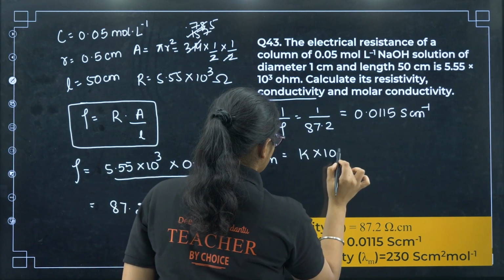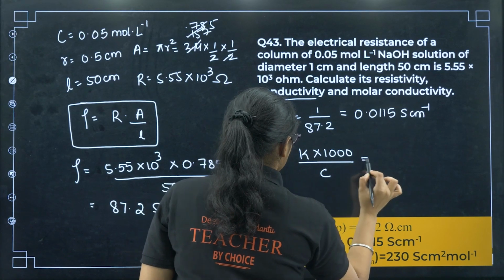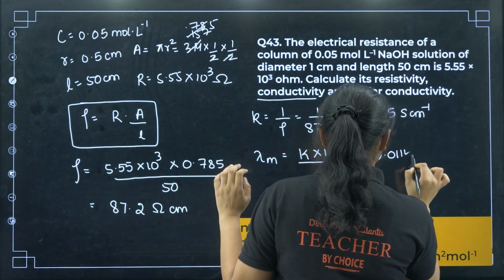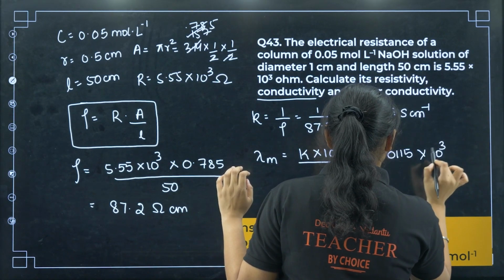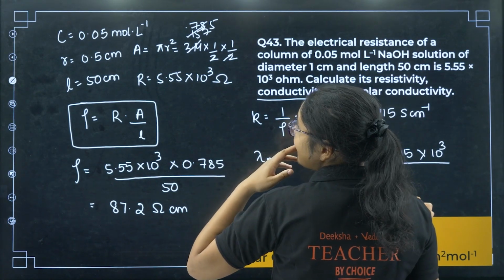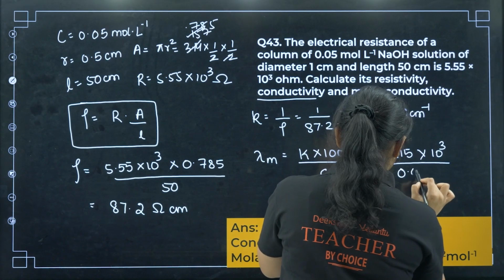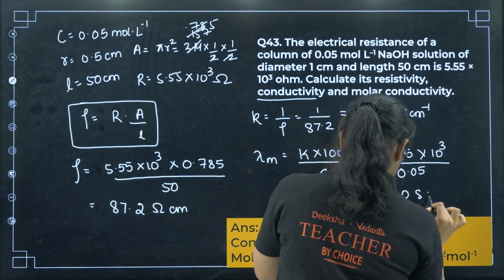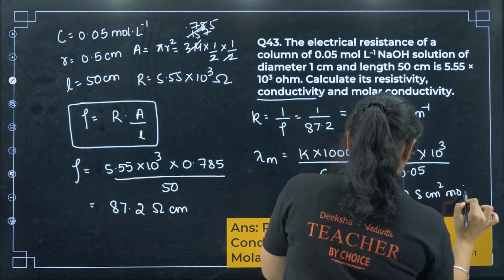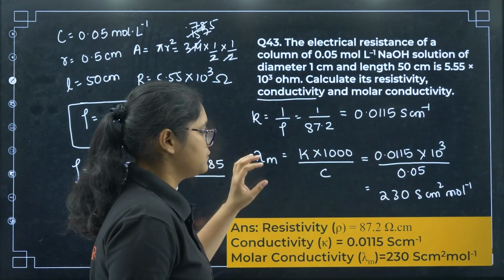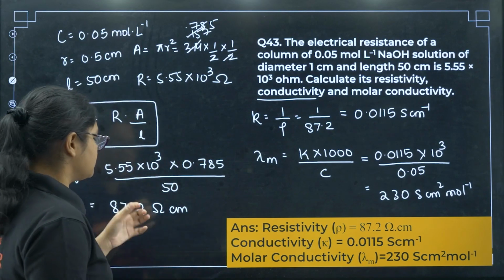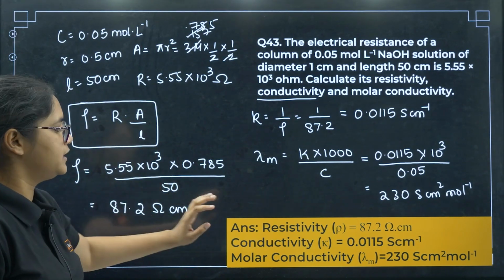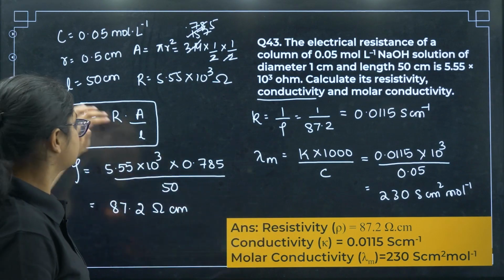Next, the third one is to calculate molar conductivity. It is kappa into 1000 by C. So kappa is what? We have just calculated 0.0115, times 1000. C is how much? 0.05, right? Yes. So if I substitute this, I will be getting 230 S centimeter square mole inverse. Okay, so you can just check the calculation. Some small difference is there in the decimal points, that is fine, but overall the answer should be equal or nearly equal to these values.